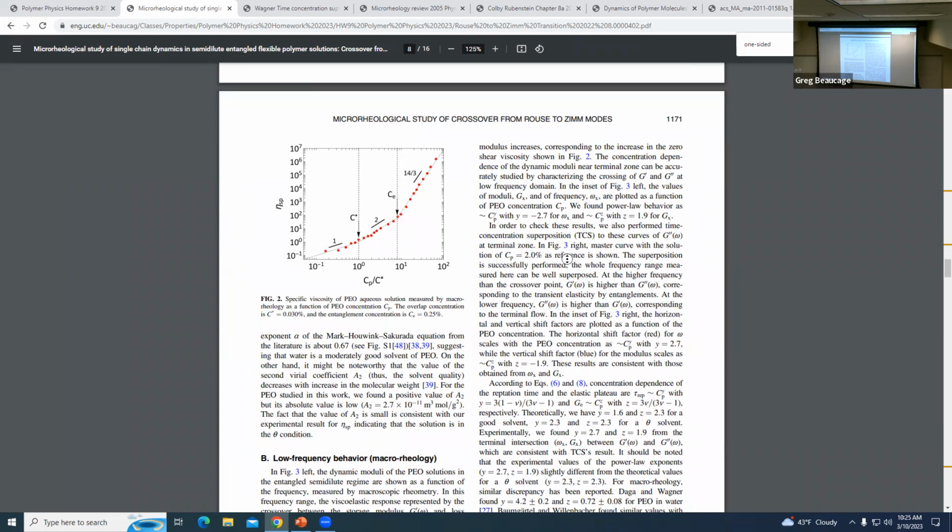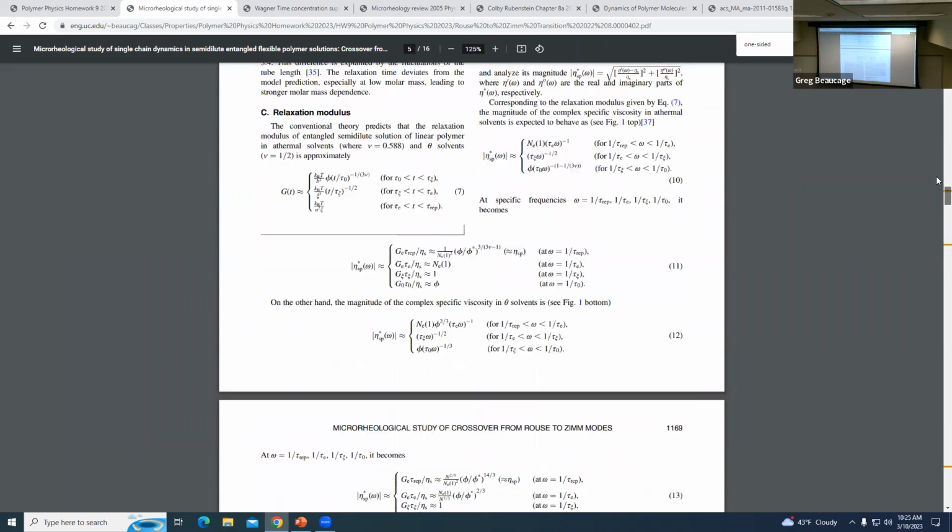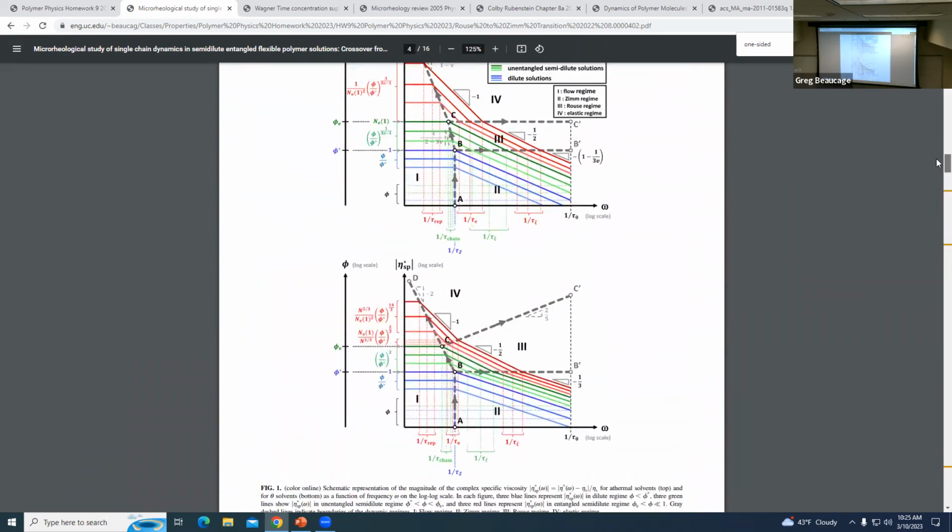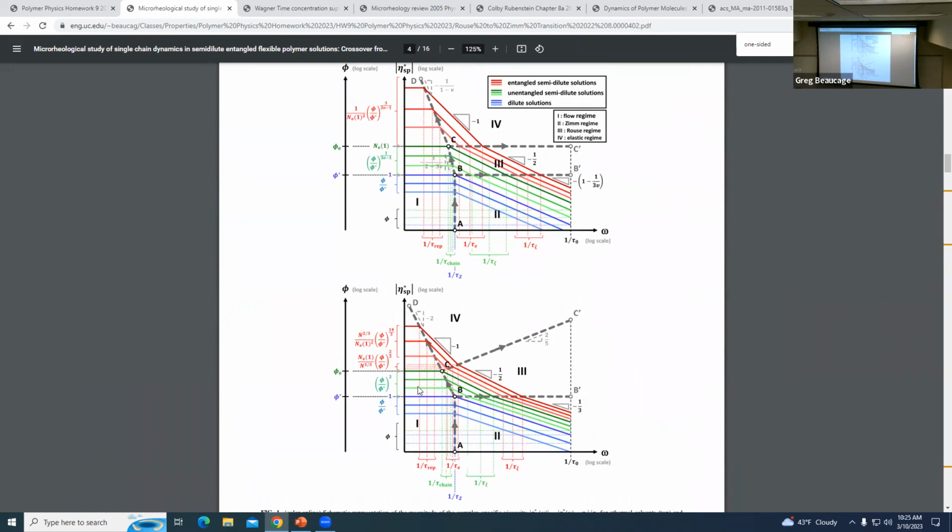That's figure 2. That's going to move. So figure 1 is his master plot of everything. So this is good solvent, that's theta solvent. And he claims that his thing is theta solvent, like his PEO. So he's using polyethylene oxide and water. And he wants to see these kind of regime changes.